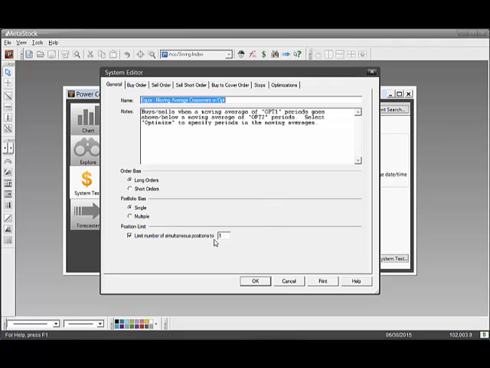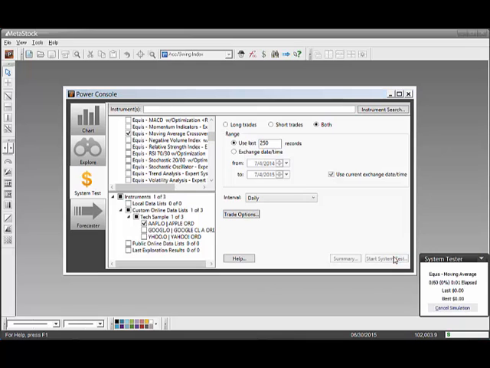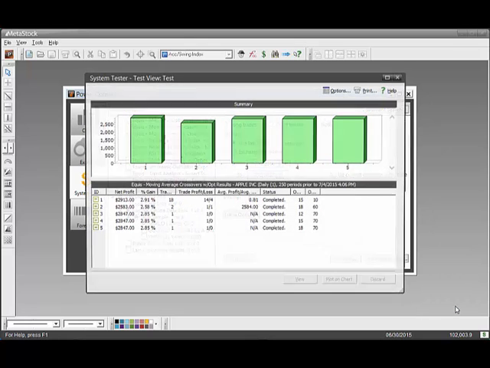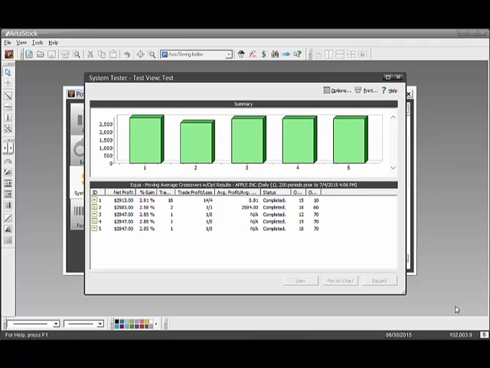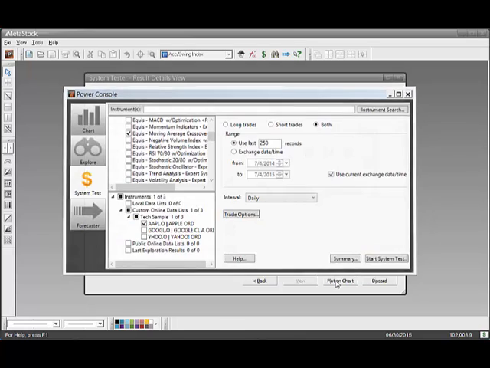Here this limits the number of simultaneous positions to 1, so we'll not add to a position if it receives more buy signals before sell signals or exit signals. Okay, I'm going to hit OK, and I'm going to run this. It still is a fast calculation. Here we can see several different results. And view it on a chart.